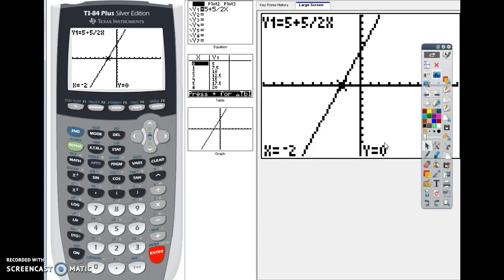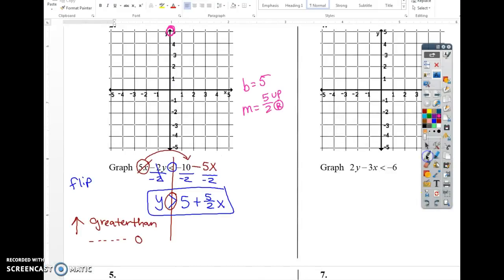So let's go ahead and plot that. It's right here. -2, 0. Open circle. And then we're going to connect our points with a dashed line. I can also go one more. Look, if I'm going 5 up, 2 to the right, then I can go 5 down, 2 to the left. 5 down, 1, 2, 3, 4, 5, 2 to the left. Here's the other pretty point.